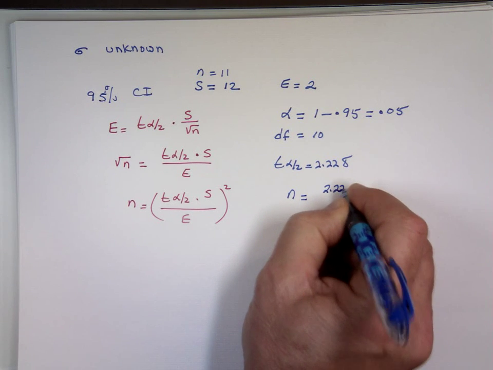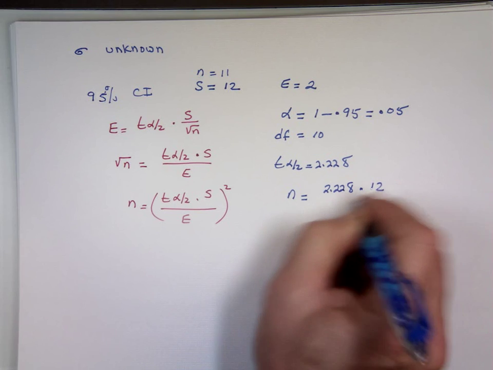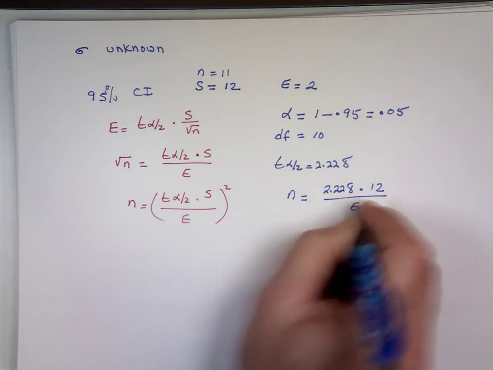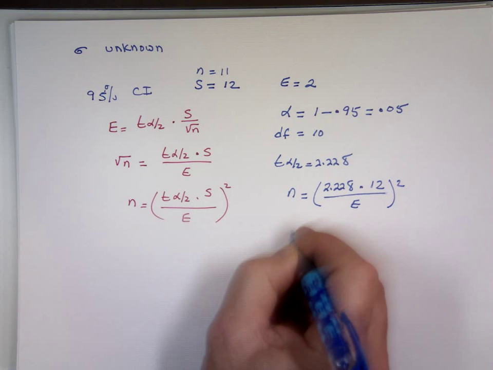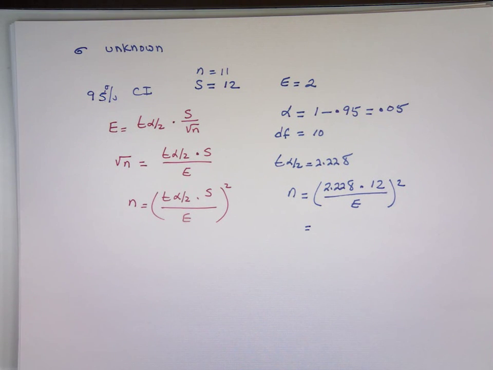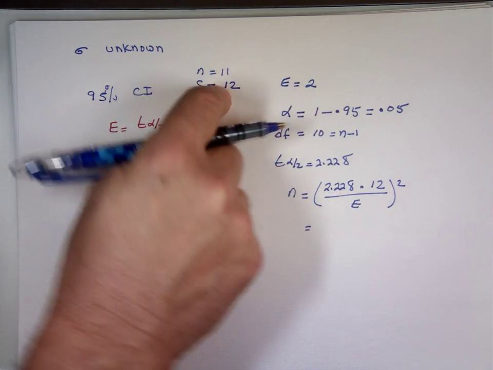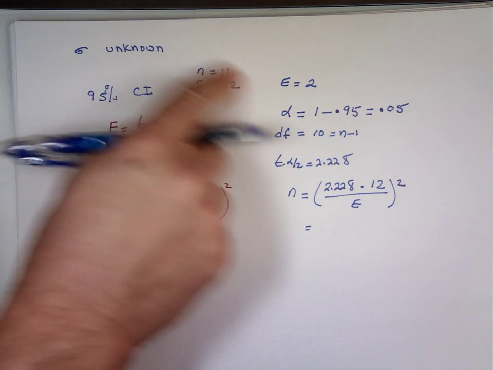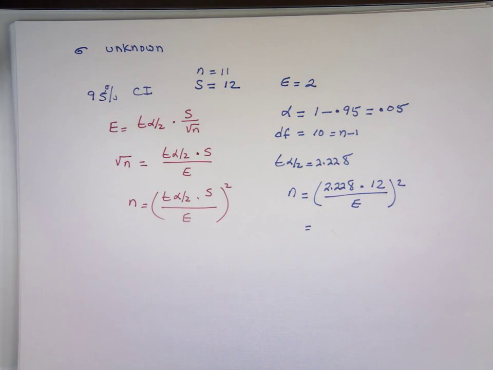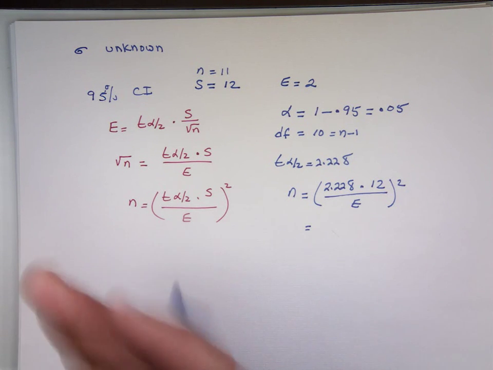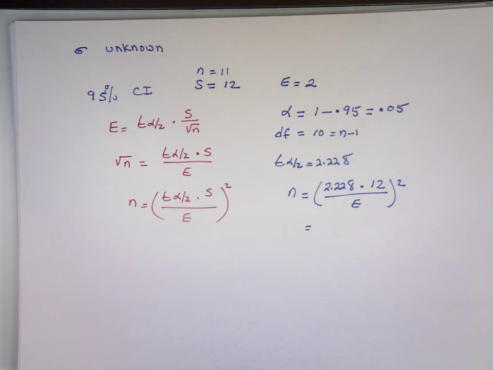2.228 times 12 divided by the error, which is 2, and don't forget to square it. Well, the sample I tested was the 12 people here. When I did it early, I did it on a quick sample of 12. I'm saying now I want to do a better study. How big should my sample be to give me this error? I tested 12 people, and now it's like, oh, this is not a good one.